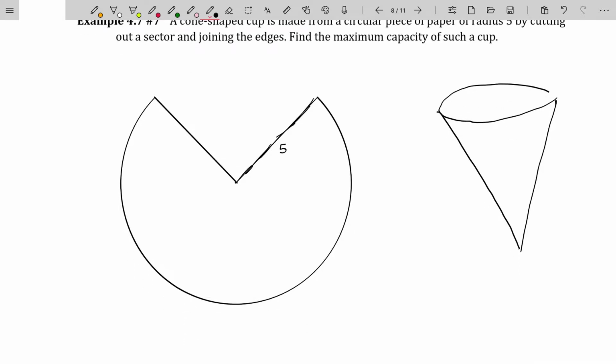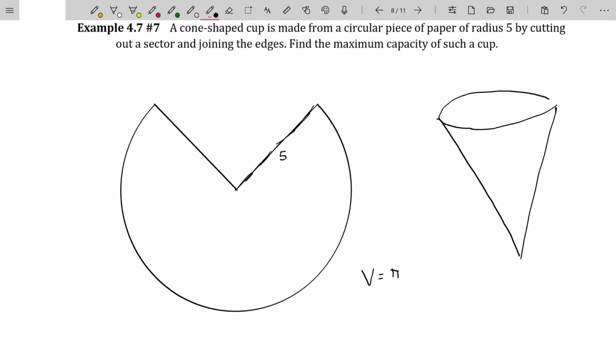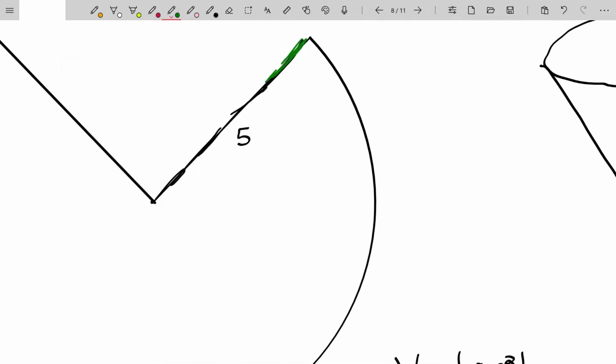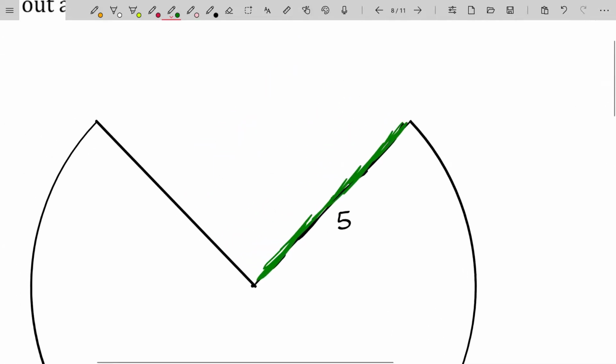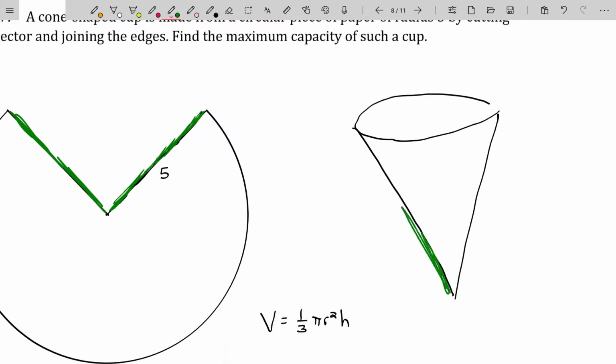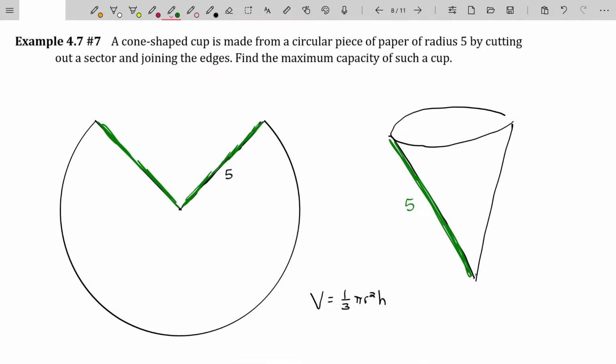Well, from the last problem, we know that the volume of a cone is 1/3 pi r squared h. And let's see the things that we don't know here. When you fold that paper together, this length of 5 right here, and obviously this length of 5, they get snapped together and they become the length of this edge. So that edge length is actually 5. Okay, so that helps us out slightly. And you'll have a height to this cone.